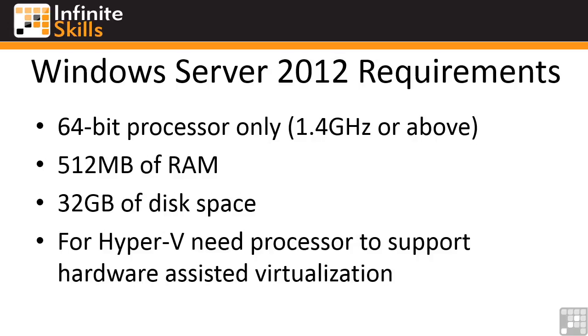While the minimum amount of RAM is 512 megabytes, this will only be okay for basically lab type servers or very low workload. Most servers running Windows Server 2012 typically have a few gigabytes or potentially much more of memory. 32 gigabytes of disk space is also the minimum for the operating system, the page file. However, if you have a server with a lot of memory, you may require more disk space depending on the page file allocations. And finally, for Hyper-V, you need to make sure your processor supports hardware-assisted virtualization. This concludes the lesson on Windows Server 2012 versions and its core requirements.